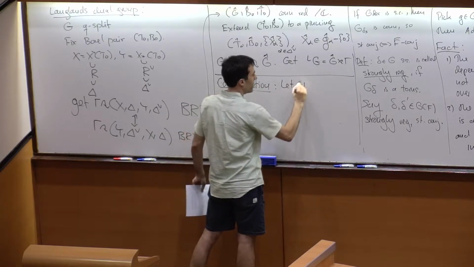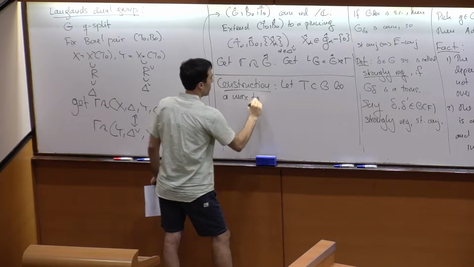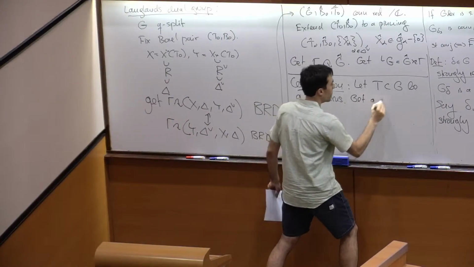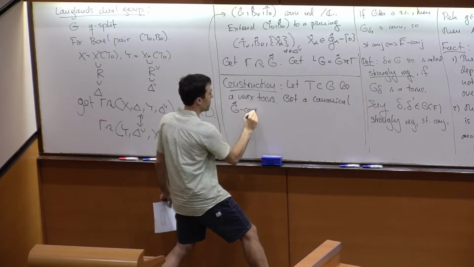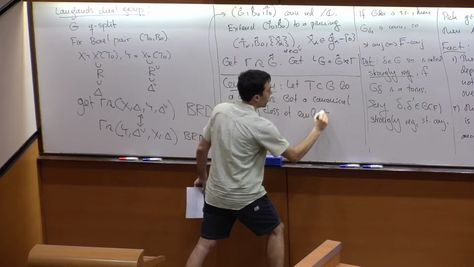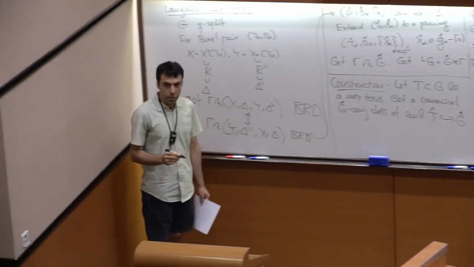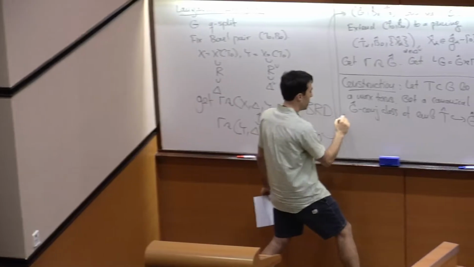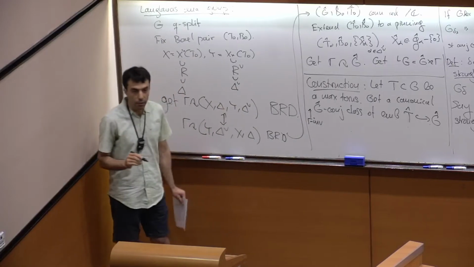So let T in G be a maximal torus. What we're going to get is a canonical G hat conjugacy class of embeddings of the dual group T hat into the dual group G hat. And not only is it canonical, in particular it is a gamma invariant G hat conjugacy class.